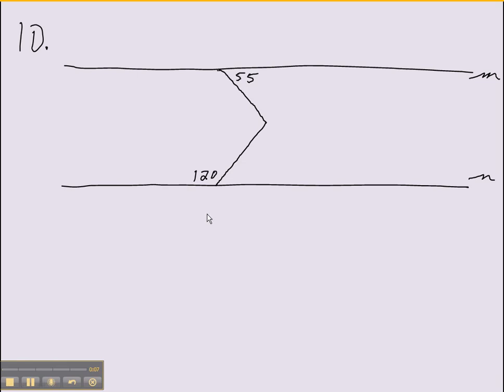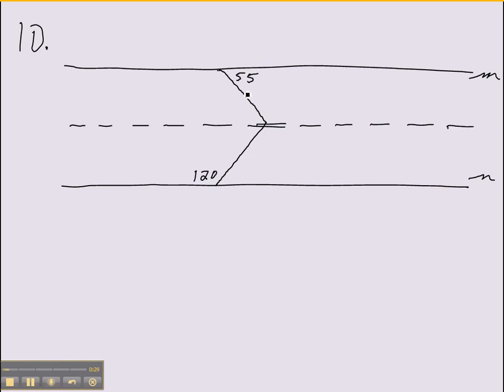Okay, ready for number 10? Number 10, we are told that line M and N are parallel, and we are given the measures of some angles. We're asked to find this angle right here, angle Z. Well, the first thing I'd like to do is just create an auxiliary line right through this intersection that is parallel to both M and N.